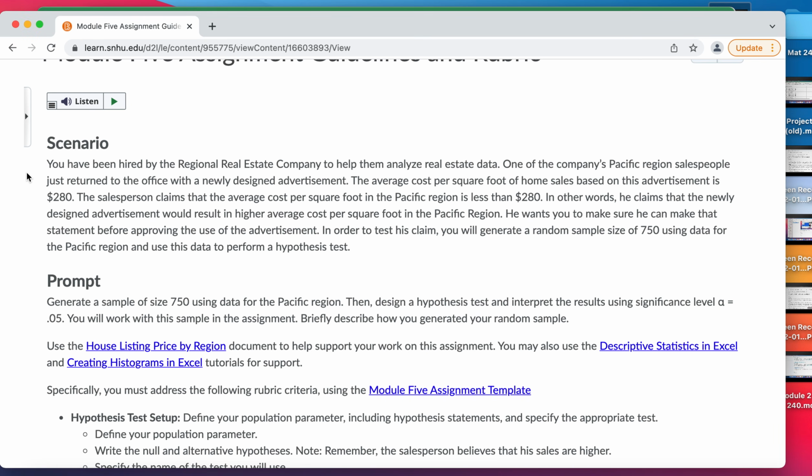Okay, a salesperson says that the average cost per square foot is $280. There's a new advertisement that the cost per square foot is $280. But a certain salesperson thinks that the average cost per square foot in the Pacific region is less than $280. This right here is our claim. The average cost per square foot in the Pacific region is less than $280. So we're going to do a hypothesis test based on this.